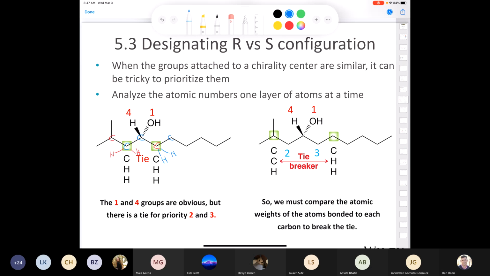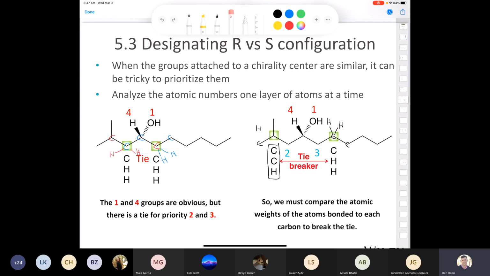We move out to the next carbon. You can see that this carbon is attached to a carbon, and it's also got a hydrogen attached to it. Here's my laundry list. We go to this carbon. It's attached to a carbon, a hydrogen, and a hydrogen. So we make that list. And again, we order them with the highest atomic number first. The first 2 are the same. Here's the tiebreaker. Carbon is higher than hydrogen, and so that means that this group here has a higher priority. So that's going to be group number 2.